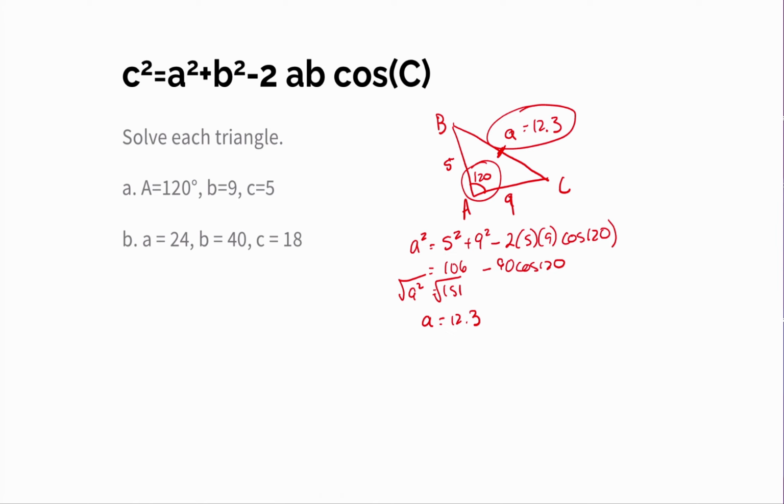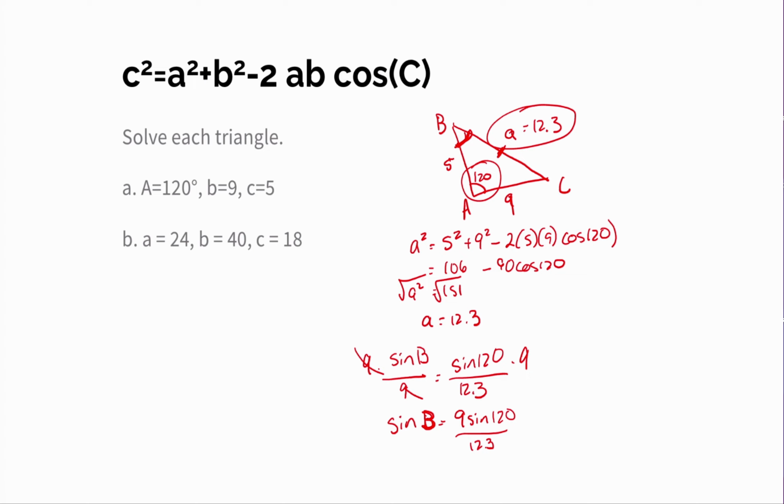The law of sines is a little bit less work. So if I want to solve for angle B, now I'm going to use the law of sines. Sine B over the opposite side 9 is equal to sine 120 over the opposite side of 12.3. And I multiply both sides by 9 to get rid of that denominator. So I'm going to get that sine B equals 9 sine 120 over 12.3. But that's only going to give me the sine of B. I need the inverse sine of B.